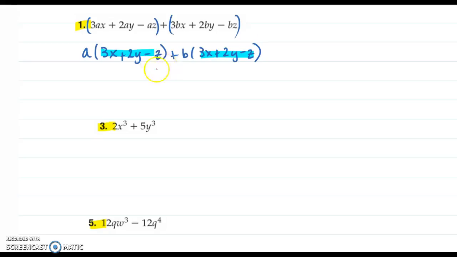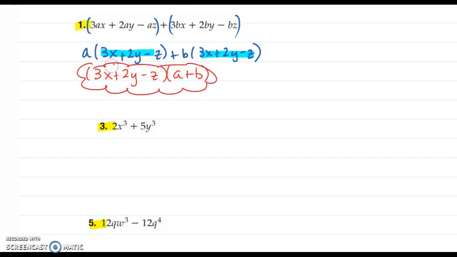So now, the thing that I just highlighted in blue, that is my common factor. So I'm going to pull that out to the front. Of course, it doesn't matter which order you put your factors in. So if you write a plus b first, that's fine. And that is my answer.